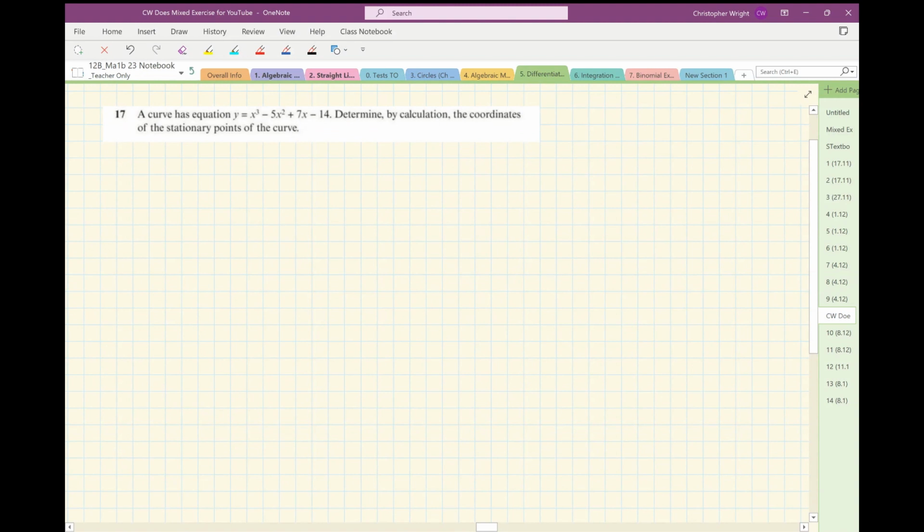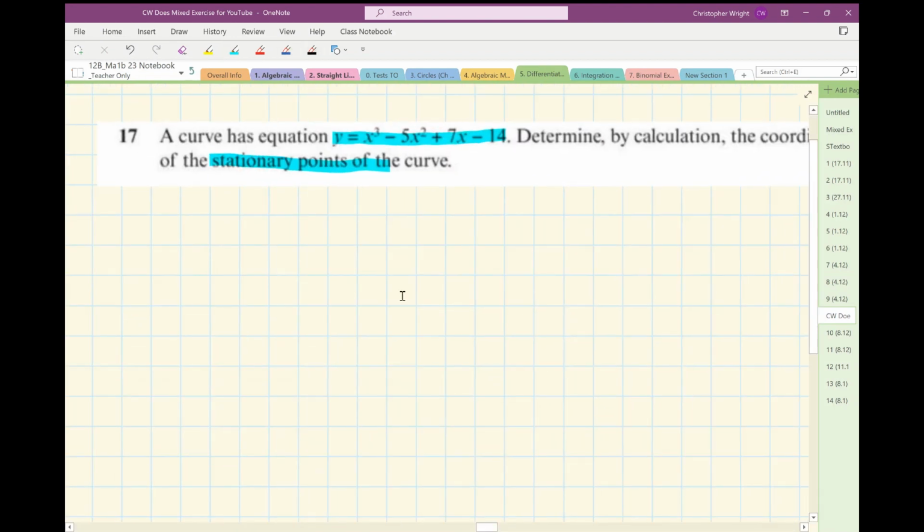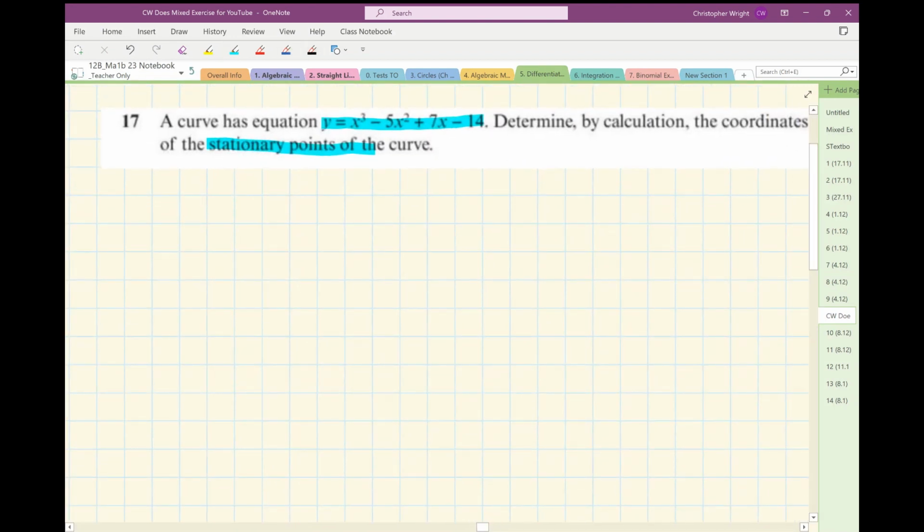Question 17. A curve has this equation, and we need to determine the coordinates of the stationary points by calculation. So I'm going to need to find the points where the gradient is 0. Let's start off by writing down the equation of the curve, and then we'll find the gradient function by differentiating it. It's going to give me 3x squared minus 10x plus 7.